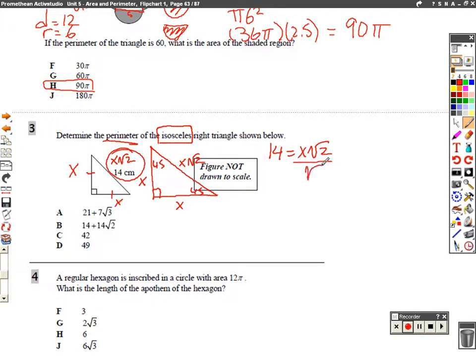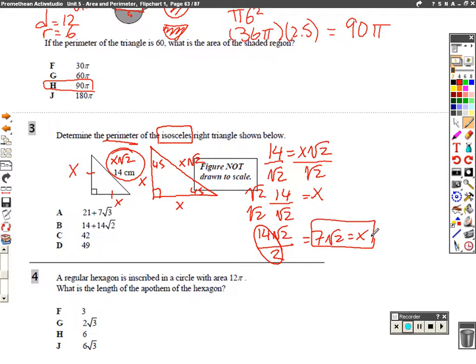So let me go ahead and solve, dividing by root 2. We have x is 14 over root 2. We must get rid of this root 2 in the bottom because we're not allowed it there. So I'm going to multiply the top and the bottom by root 2. We get 14 root 2 over root 2 times root 2, which is root 4, which is 2. And now I can simplify my 14 and my 2, and that tells me 7 root 2. That's x.